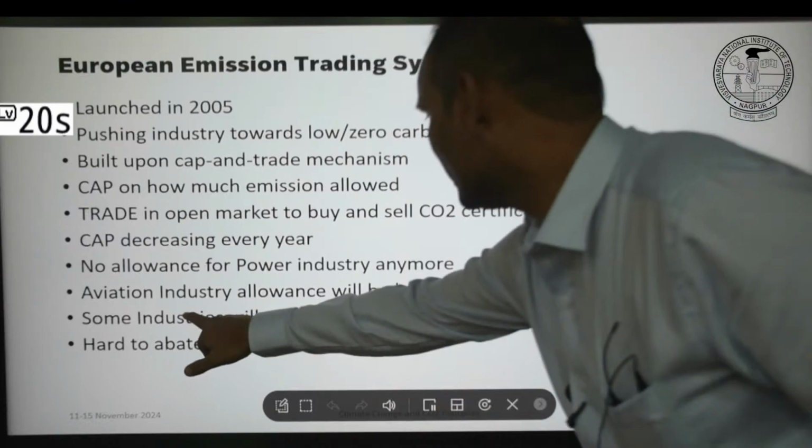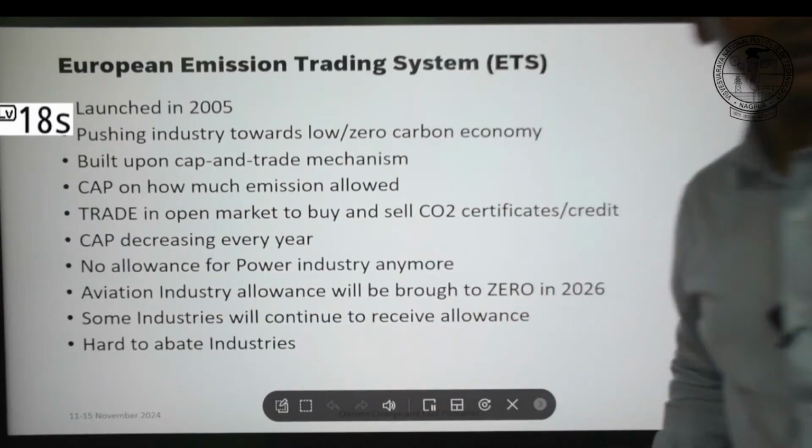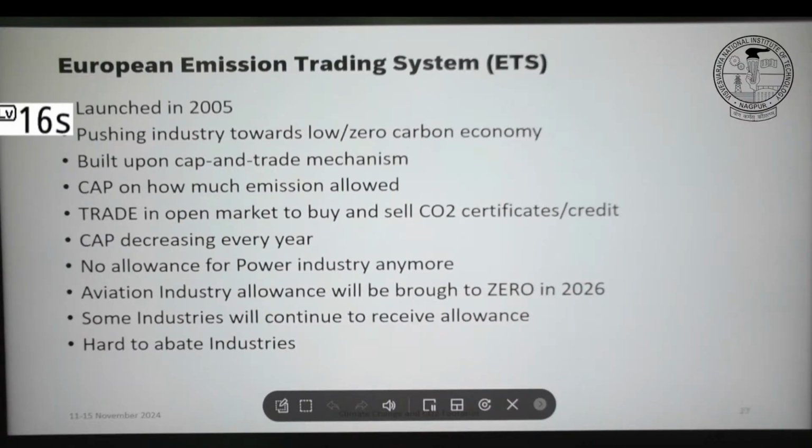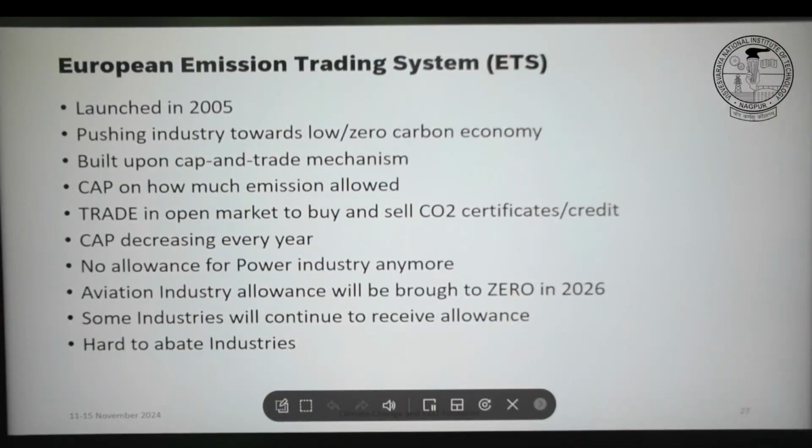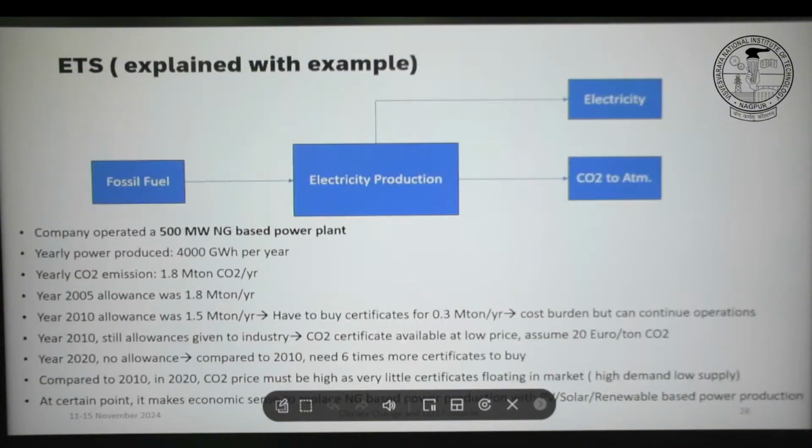We said some industries will continue to receive allowances, and cement is one example. There is no other way, and they go to the EU and say, we can't do anything. Either you finance research heavily, so that academic researchers and scientists can come up with alternative materials. We normally call these hard to abate industries. It's not easy to do.